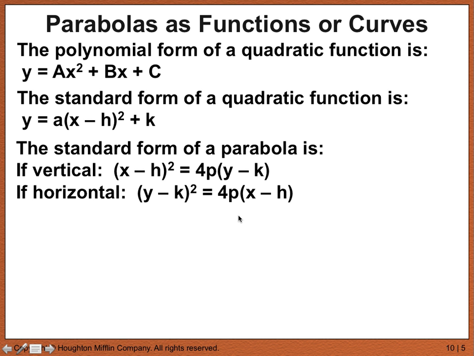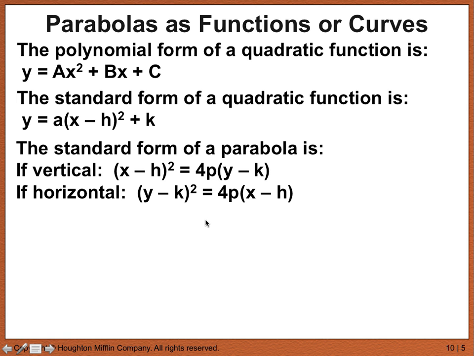All right, now the h and k here simply represent the vertex of the parabola. H is the x-coordinate of the vertex, k is the y-coordinate of the vertex. And in the horizontal parabolas, it's the same. H is the x-coordinate of the vertex, k is the y-coordinate of the vertex. Now, to distinguish these, just keep in mind that if it's vertical, the x-coordinate will be squared, and if it's horizontal, the y-coordinate will be squared.